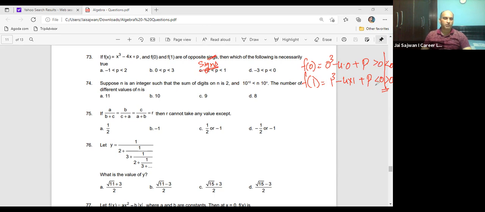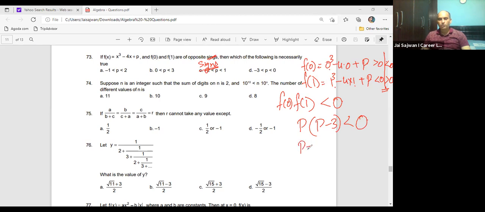So I know if one is positive, second is negative, or one is negative, second is positive, the product of these values needs to be negative. When negative is multiplied with positive, you get negative. So what do you get from here? You get only p, because by putting x is equal to 0, you get just p. And 1 minus 4 is minus 3. So p minus 3 is also coming out less than 0.